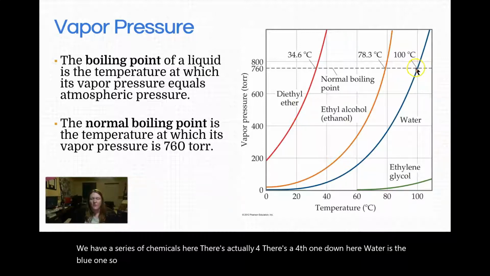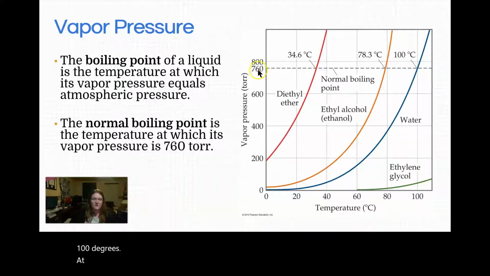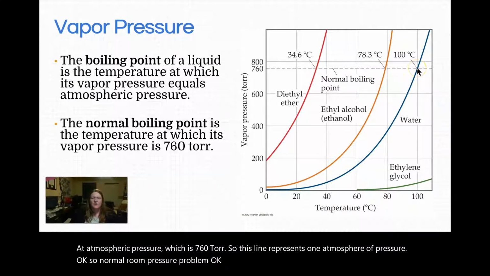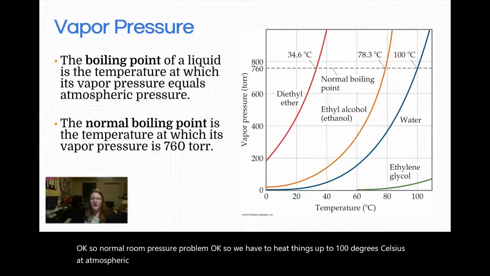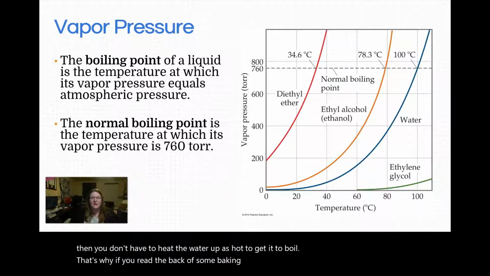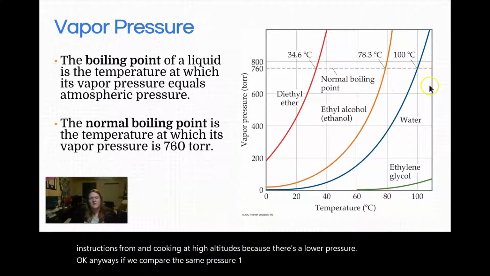So water has a boiling point of 100 degrees Celsius at atmospheric pressure, which is 760 torr. So this line represents 1 atmosphere of pressure. Okay, so normal room pressure probably. So we have to heat things up to 100 degrees Celsius at atmospheric pressure. If we have a lower pressure, say we're up on the top of a mountain, then you don't have to heat the water up as hot to get it to boil. That's why if you read the back of some baking recipes, like the boxes and such, it'll have different instructions for baking and cooking at high altitudes because there's a lower pressure. Okay? So anyways, if we compare the same pressure, 1 atmosphere, and these different substances.